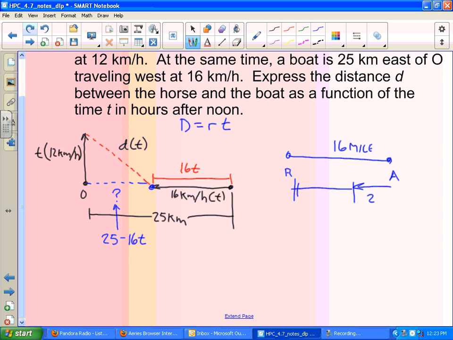Why multiply both for distance? Because we need to express distance, and distance is a rate times a time. Good question. All right, before we go any further, are there any other questions with where this 25 minus 16t thing came from?